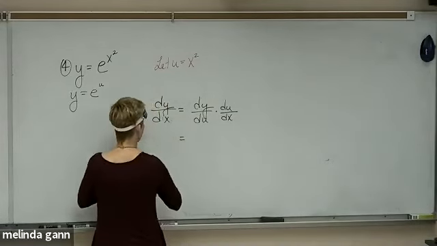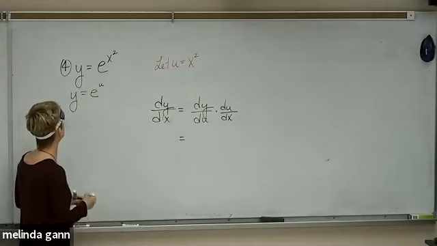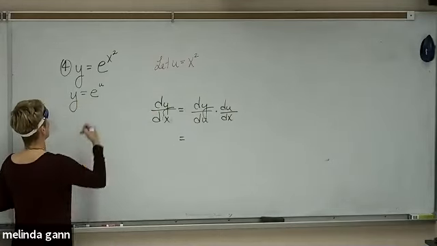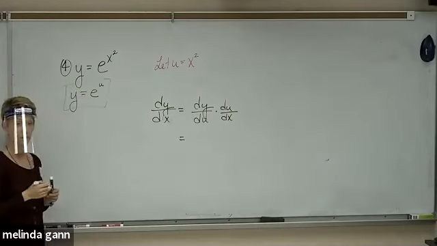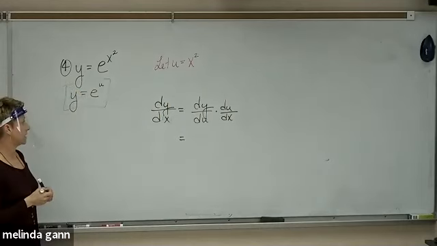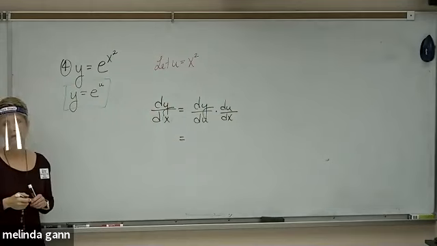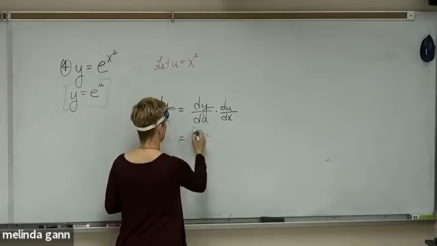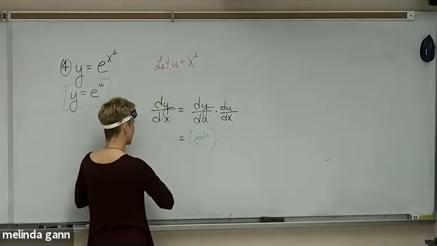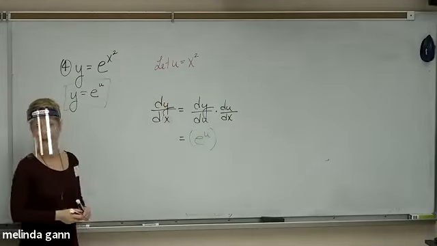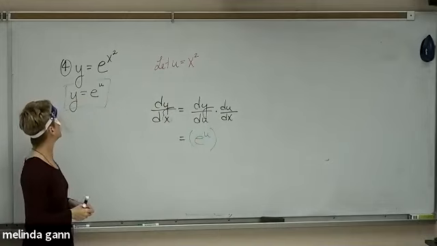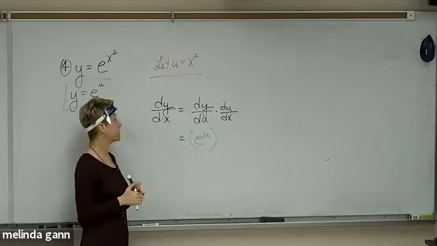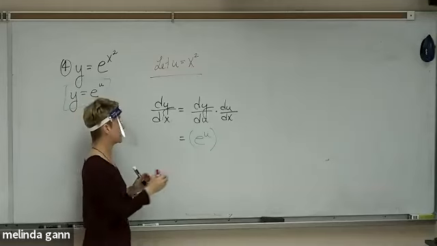So I look to see, where do I have y's and u's together? Isn't that right here? So what's the derivative of that thing? What's the derivative of e to the u? E to the u, times. Now, where do you have u's and x's together? Isn't that right here? So what's the derivative of that thing? 2x.